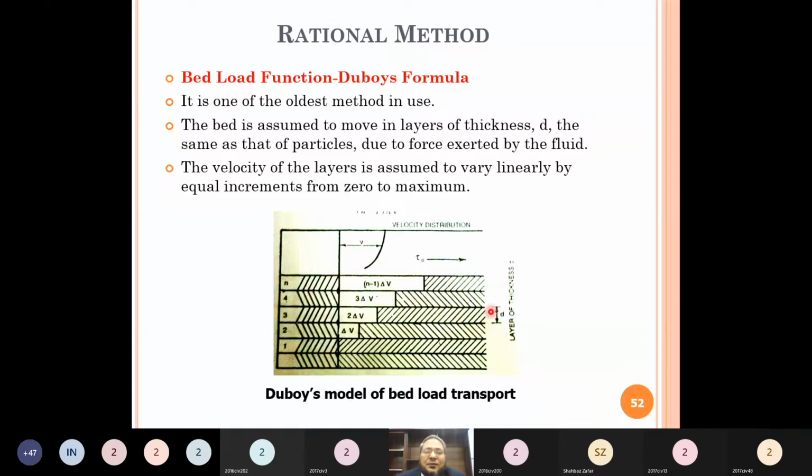Dubai says that the bed of the channel moves in layers. The first layer, which is the lowest layer, doesn't move, but the upper layers move with velocity, and as we move up, the velocity of the layer is higher as compared to lower layers. And this velocity distribution is linear and increasing as we move up in the bed of the stream or channel.